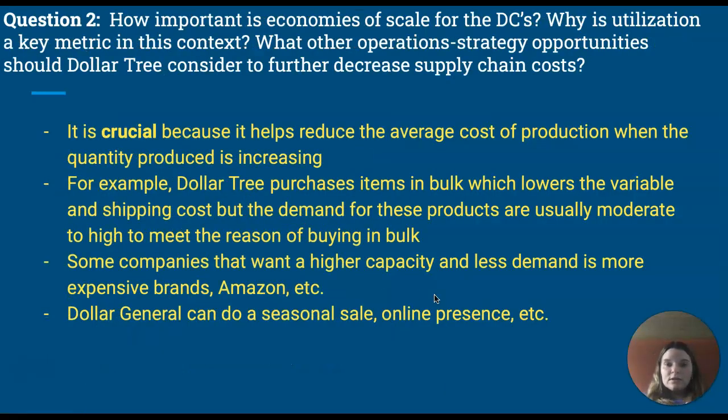Question 2. How important is economies of scale for the distribution centers? Why is utilization a key metric in this context? What other operation strategy opportunities should Dollar Tree consider to further decrease supply chain costs? I found that it is crucial for them because it helps reduce the average cost of production when the quantity produced is increasing, meaning Dollar Tree likes to purchase items in bulk, which lowers the variable and the shipping costs, and the demand for these products is usually moderate to high to meet the reason of buying in bulk.